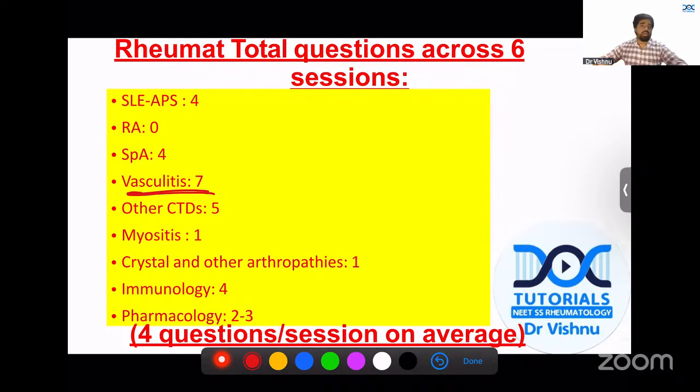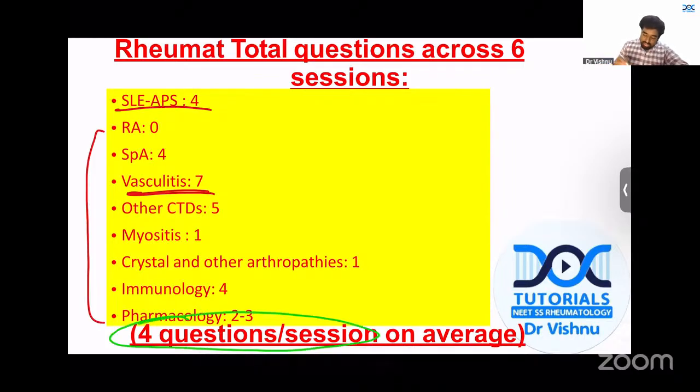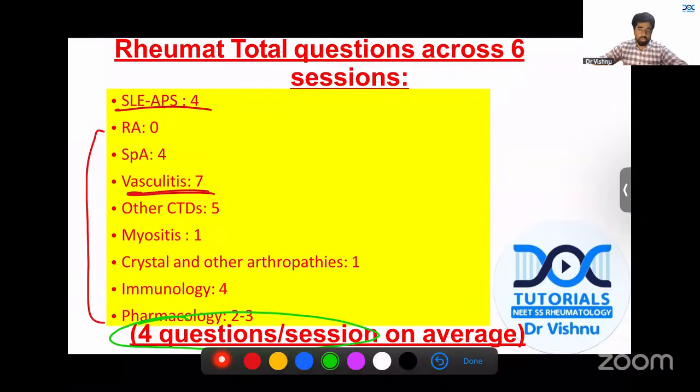But in your INI-SS, at least there are 1 to 2 questions of vasculitis that come, and that too, as we'll see ahead, it's more of a general vasculitis. It's not very in-depth questions. SLE, APS very much high yield, and these are the other distributions. When we finish all the question discussion, I'll tell you what areas to focus on. And in general, there are around 4 questions per session on average from rheumatology.